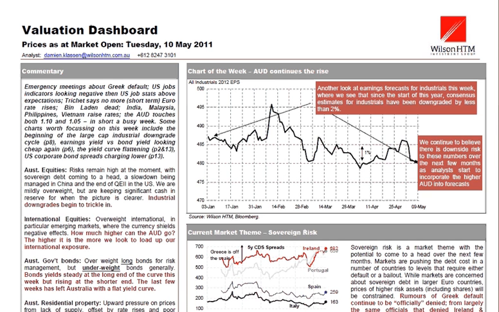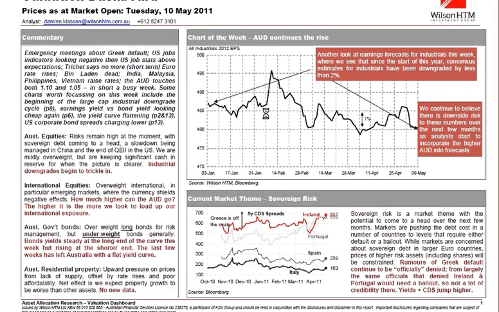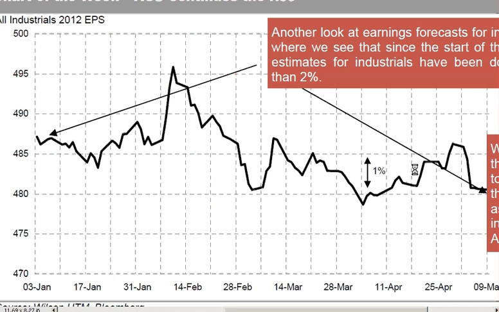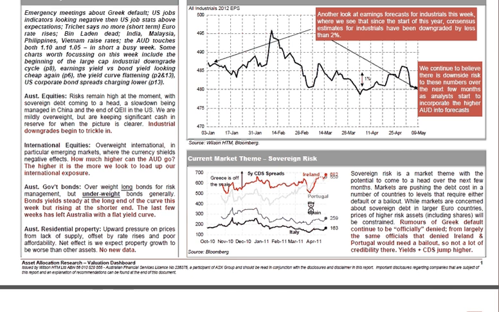I'll skip the rest of the report, leave that for you to read through, except I just wanted to highlight, back to the first page and focusing on that chart of the week, again on that industrials earnings, what we're seeing there is the 2012 EPS for industrials, and at the start of the year it was 487. As we speak, well, last week it was still at about 486, 487 type level. As we speak, it's getting back down towards 480, but really we're talking a less than 2% drop in terms of what we've seen in forecasts. And for my mind, that's simply not enough given the moves we've seen in the currency.